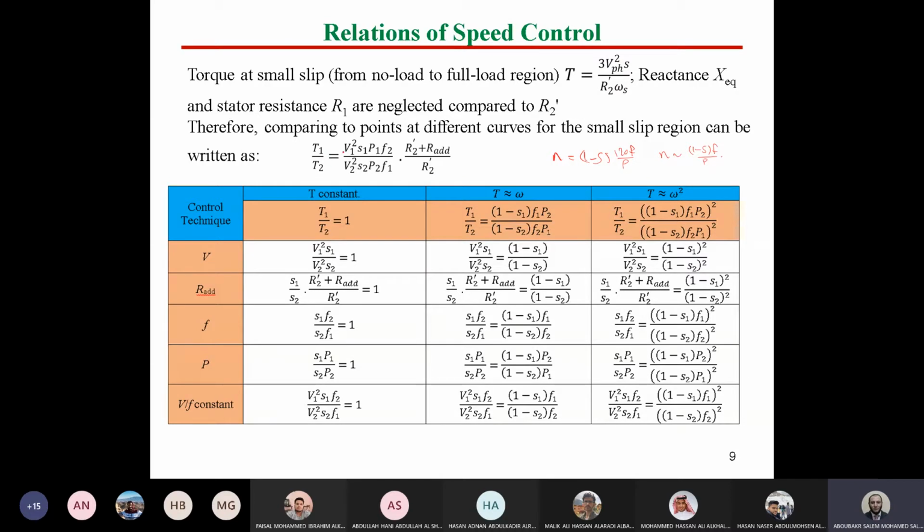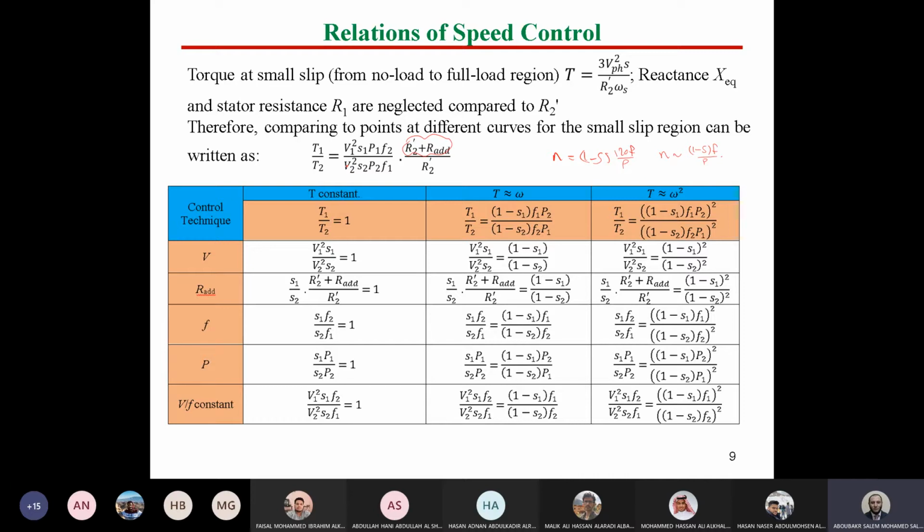T1 over T2 equals V1 square S1 P1, which is the number of poles, F2, multiplied by R2 prime plus R add. Both here are considered as the resistance in the added value case. And the denominator will be V2 square S2 P2 F1 R2 prime, which is the resistance of the rotor in the first case. So, guys, whatever the load type, this will be the relation of the speed control now.